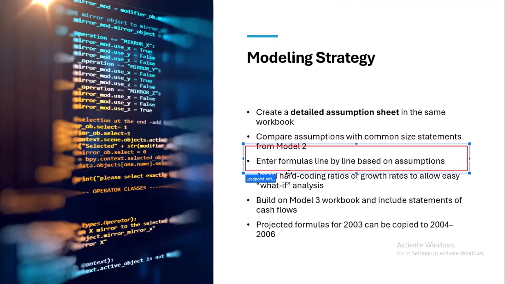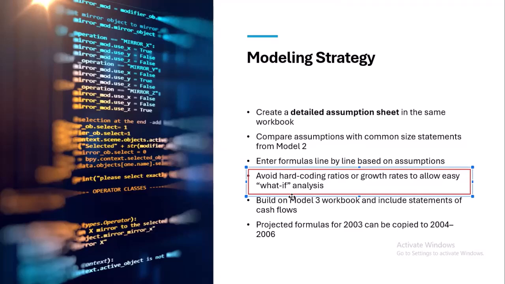And also going to create an extra column to handle the assumptions. We'll avoid hard coding of growth rates or ratios, so that if there are changes, we can do a what-if analysis and it will register. A change in a variable will allow other factors to change. But if it is hard coded, then you've changed the value and other factors will not change.